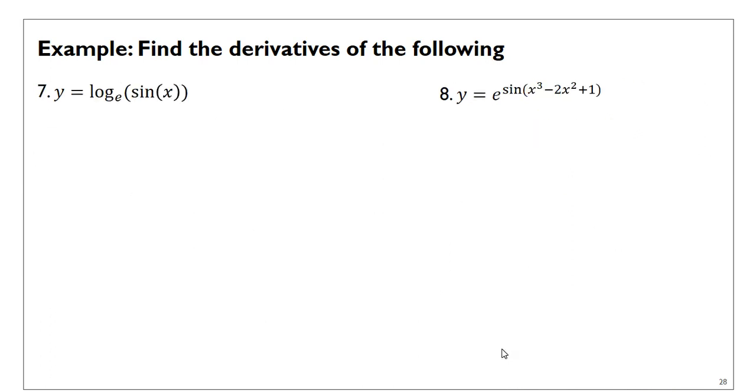Example 7. So look at that. This is another composite function, so you can use the chain rule to derive it. You just need to pick the correct u. And I think this one's fairly obvious that sin of x is going to be u.